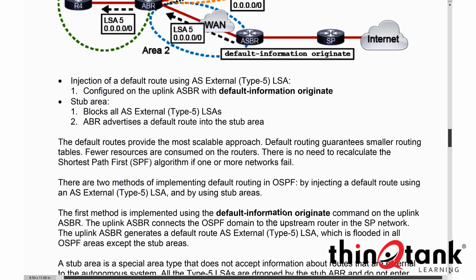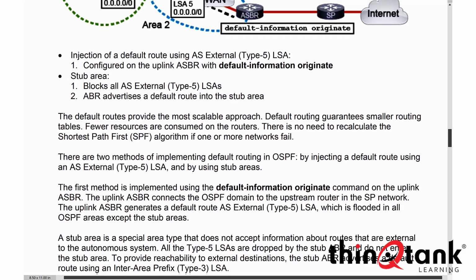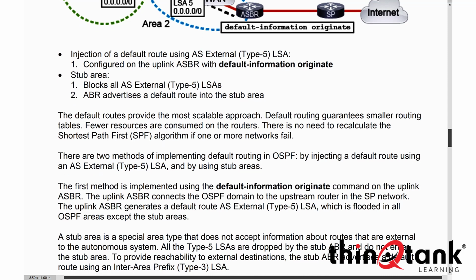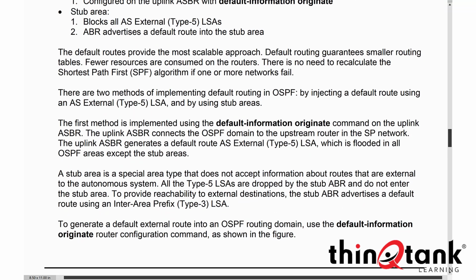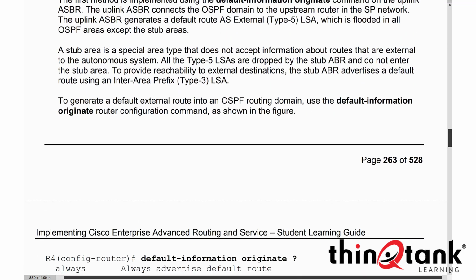We can inject the default route using type 5 LSAs, which is what the default information originate command does. And when we go into talk about special area types, default routes can be injected by using special area type configurations. Three of the 4 special area types automatically generate a default route into the area that's configured as a special area type. And we will definitely see that a little bit later on, when we get into our discussion about the special area types.